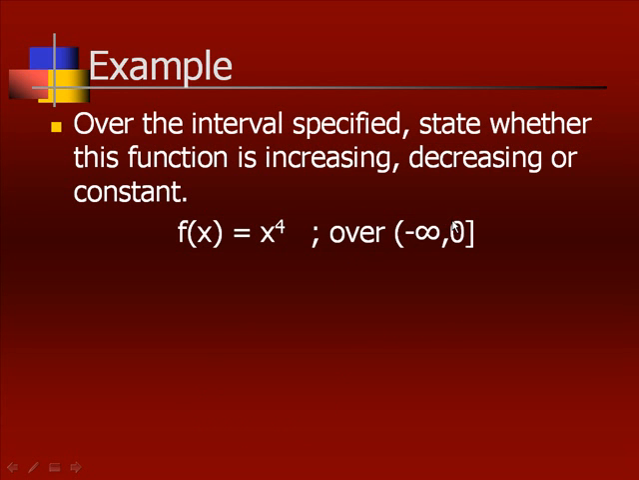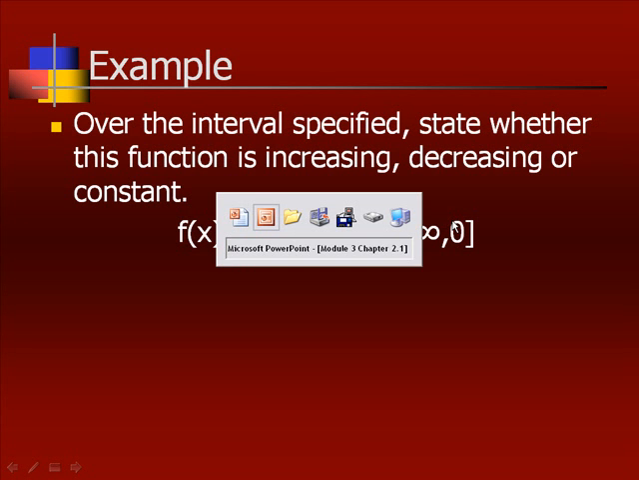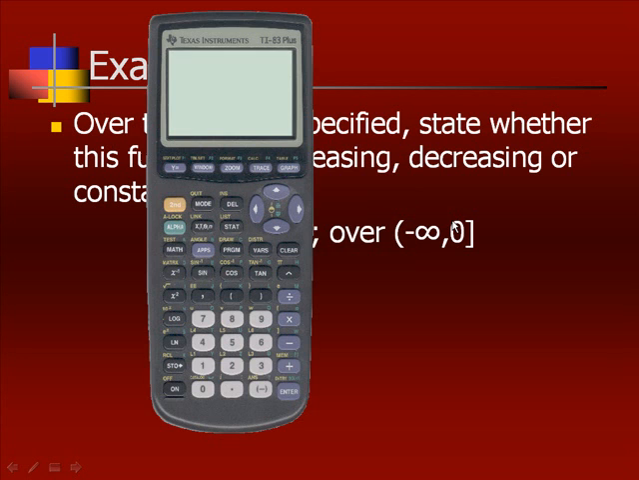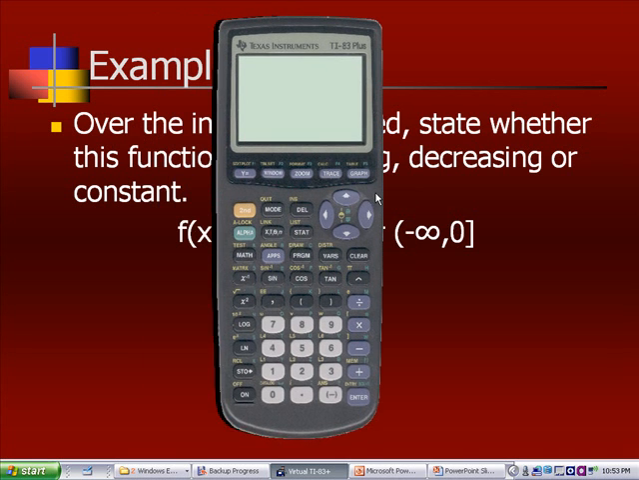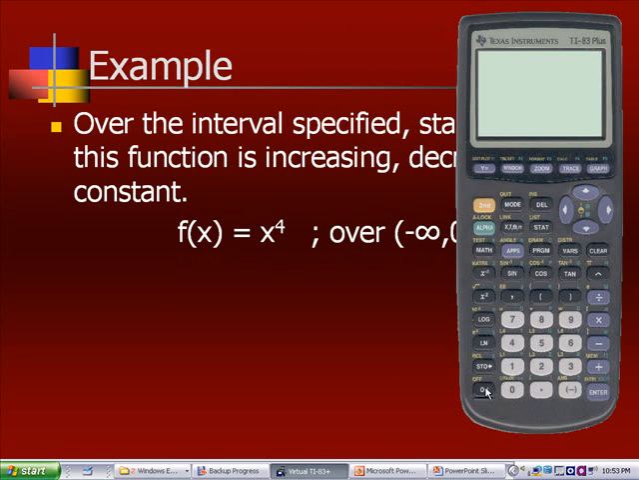Okay? Now, what if they don't give us a graph? Over the interval specified, tell whether this function is increasing, decreasing, or constant. Now, do you remember what an x to the 4th function looks like? Maybe not. If not, then we're going to go on our calculator and we're going to graph this.